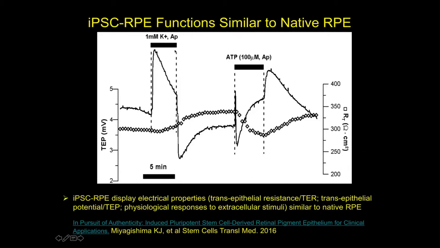And then the ability of cells to respond to extracellular cues, which is reduced apical potassium concentration, something that happens when light hits the eye, or application of ADP that causes this depolarization pulse, leading to calcium release in cells and activation of chloride channels. All of those functions are intact in iPS-derived RPE cells, and they behave almost identical to native cells. So this suggests that these cells, what we have made in a dish, are really true RPE cells.